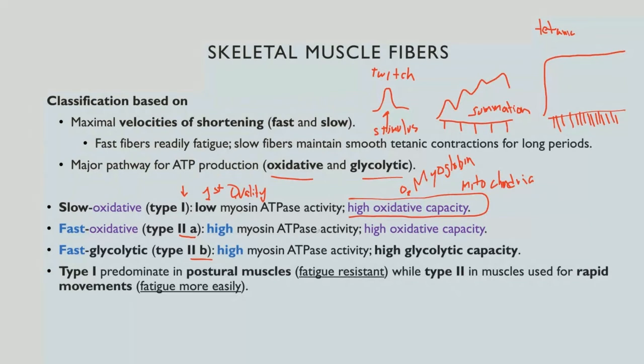Then we have the other types of fibers, the type 2, divided in A and B, because the A is fast contraction but uses oxidative metabolism, while the B has fast contractions but uses glycolytic metabolism. The fast contractions are because of the very high speed of the myosin ATPase, and the oxidative is exactly as the one above. They use lots of mitochondria, not as many as the type 1.